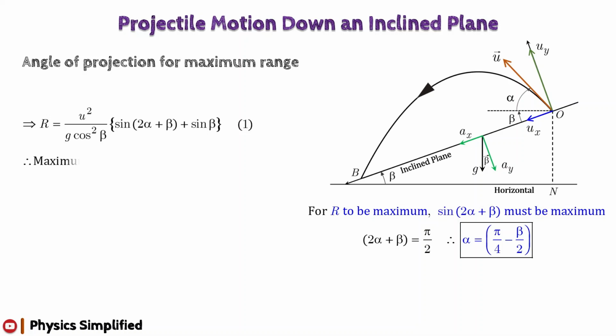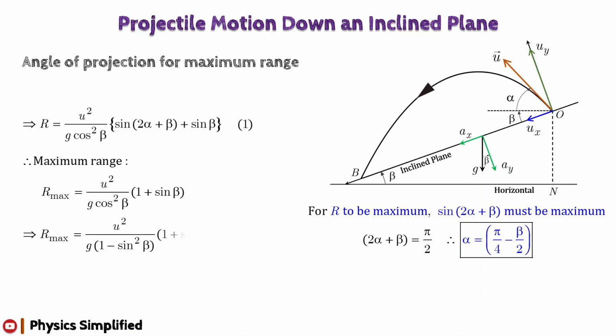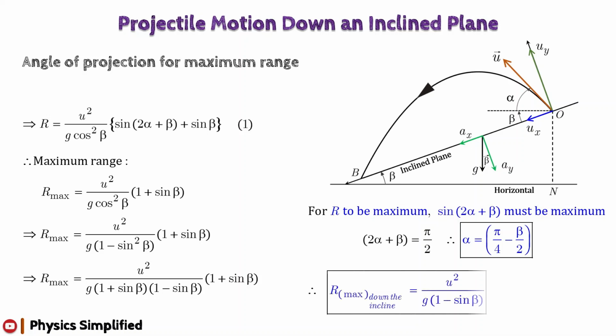Let us now find the expression of the maximum range. Substituting this condition and rearranging, we get maximum range R max is equal to u squared divided by g into (1 minus sin squared beta) times (1 plus sin beta). Further simplifying, we get the final expression of the maximum range of the projectile down the incline, and it is given by R max down the incline is equal to u squared divided by g times, within first bracket, 1 minus sin beta.